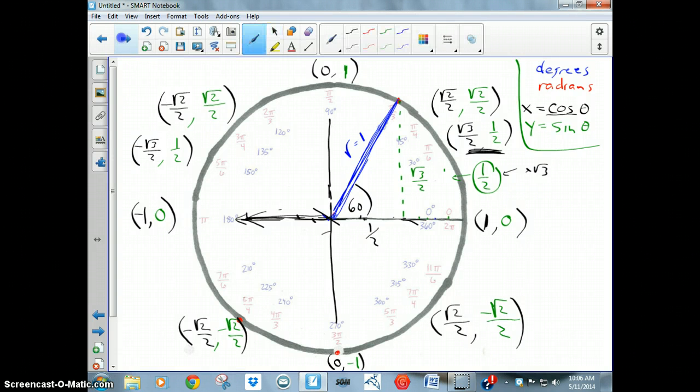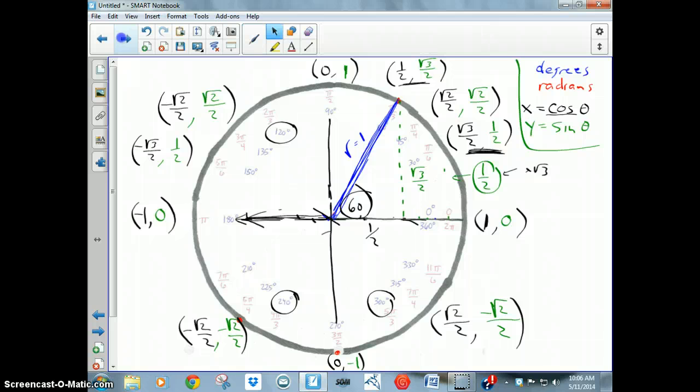So now for the angles that have 60-degree reference angles, the values have now changed. The cosine value is a half, and the sine value is now square root of 3 over 2. All right, so these numbers will stay in the order for 120, for 240, for 300. And that's how you do this. Now, if you have questions, let me know.